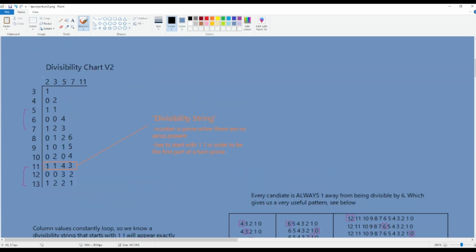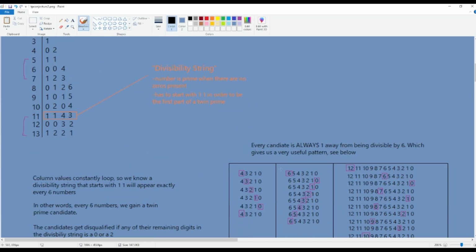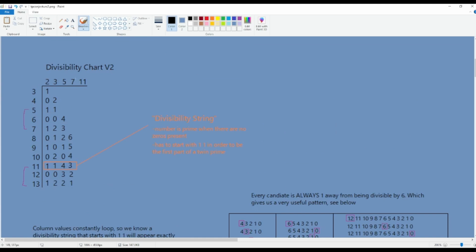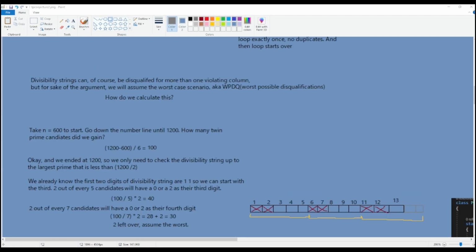What about for the 7 column? Well, you can have a 6, 5, 4, 3, 2, 1, 0, and you do 6 jumps at a time. 6 to 0, 0 to 1, 1 to 2. Again, you hit every single number exactly once with no duplicates. And this happens every single time because all these columns are prime numbers that are 1 away from being divisible by 6. All these numbers greater than 3 onwards, which is what we care about.